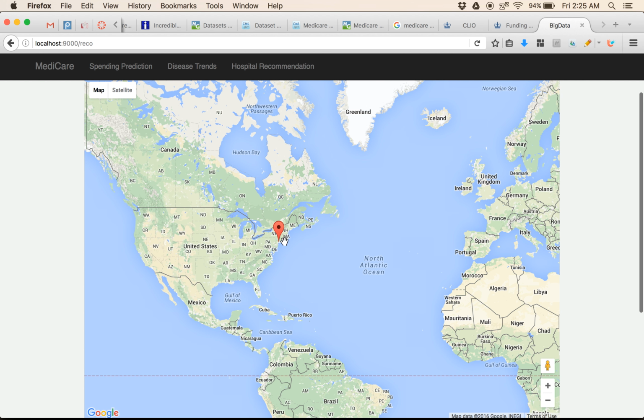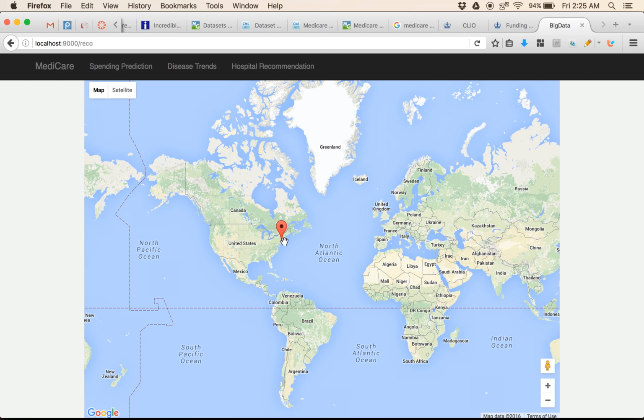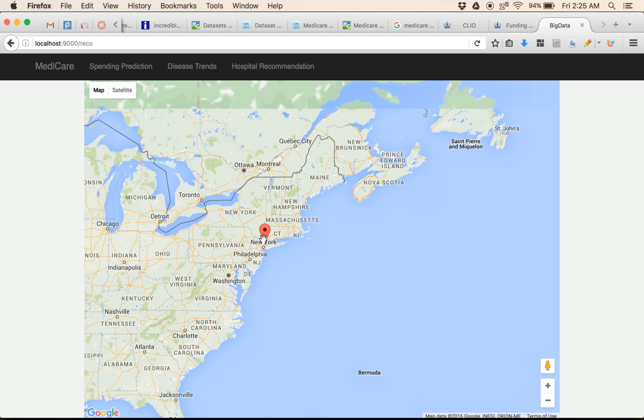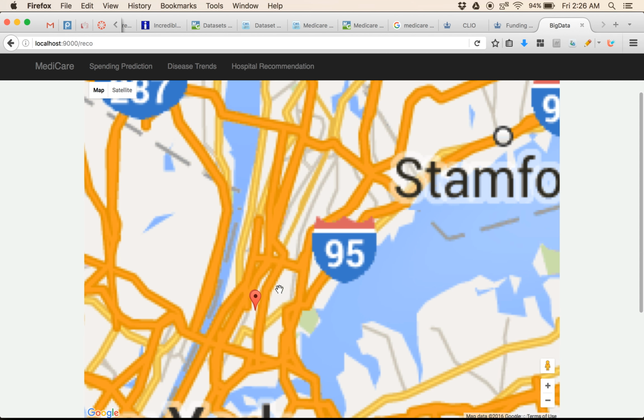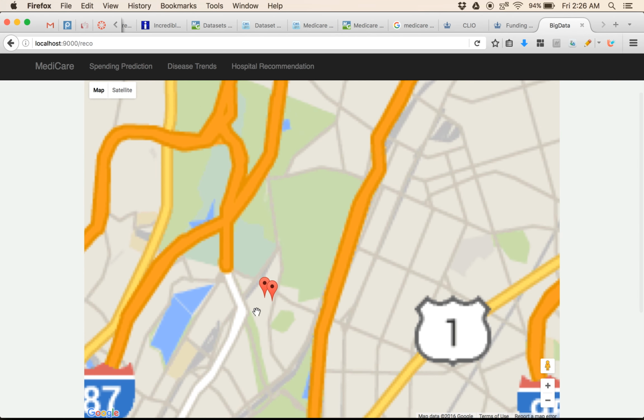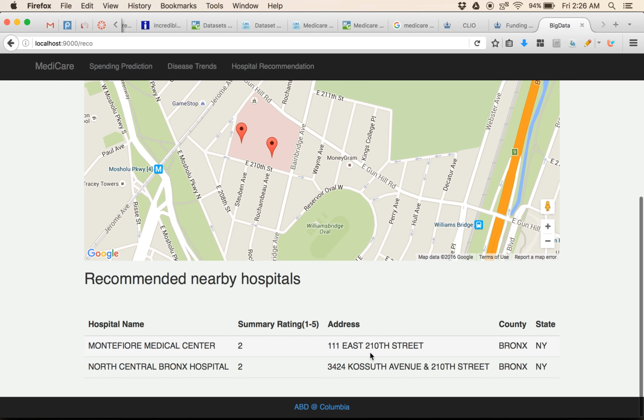we have the zip code marked and the hospitals that are in that zip code. Here we go. So that was a zip code in New York, and there we go, two hospitals in that zip code. And if we go down here, we get their summary ratings and their addresses and where they are located.